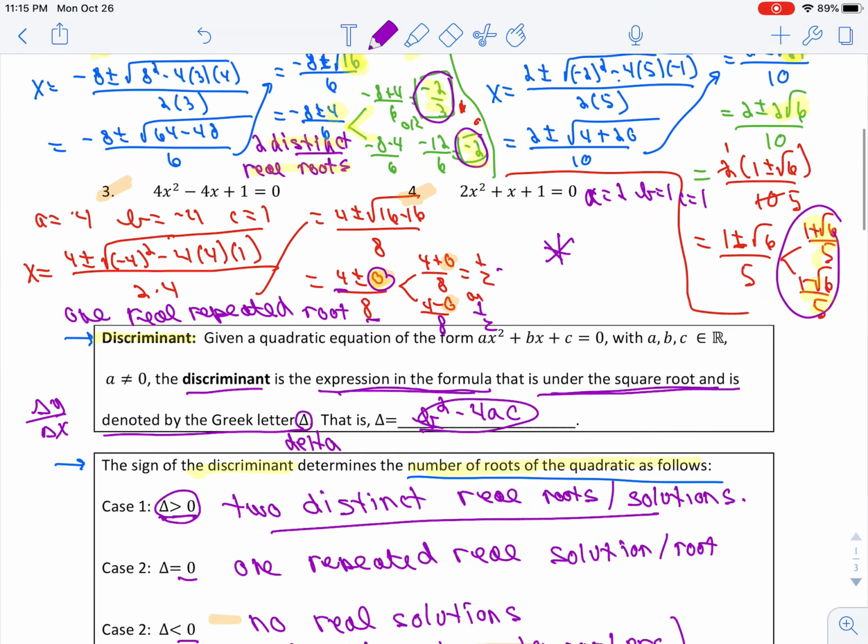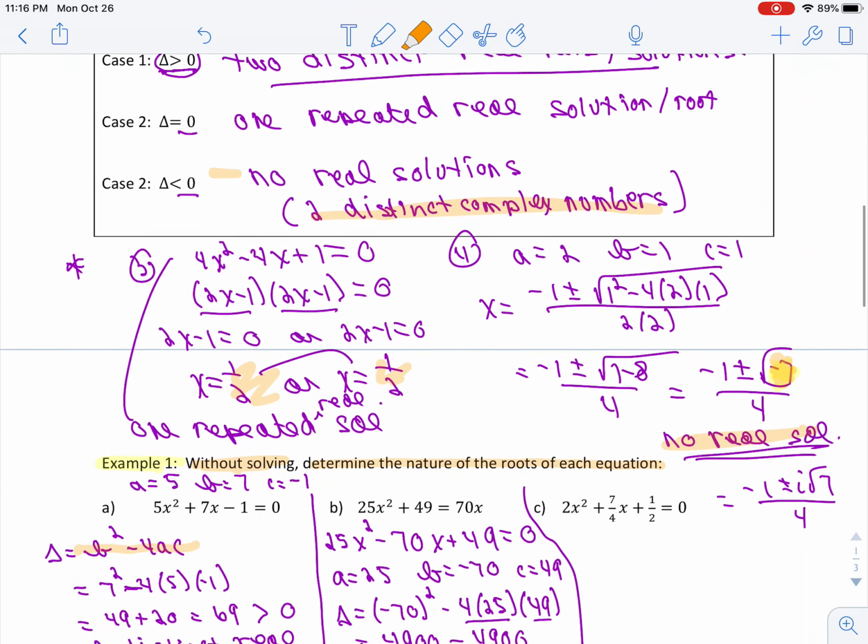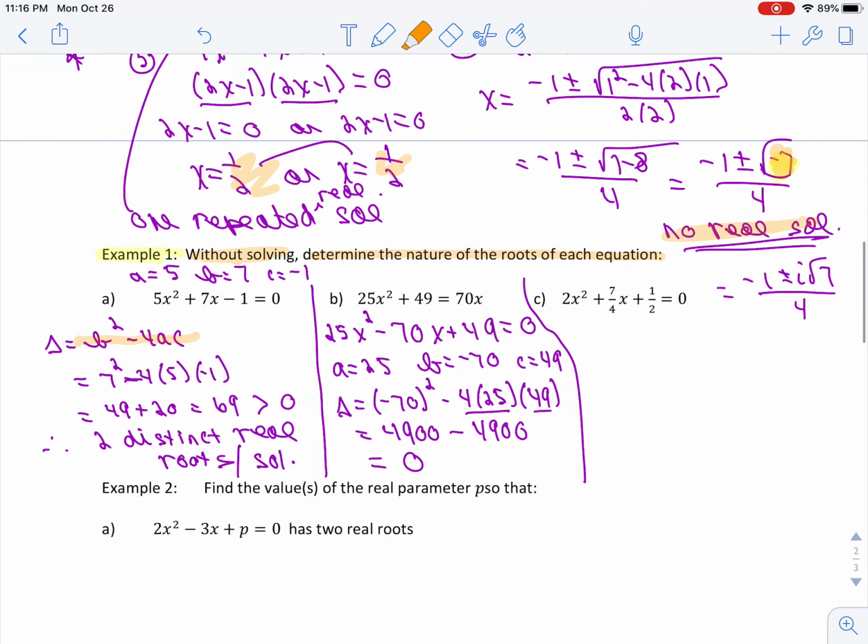So what's going on there is you would be doing a problem just like we did here, where you end up with the square root of 0, which just leads to one repeated real solution. So we can say, therefore, one repeated real solution.